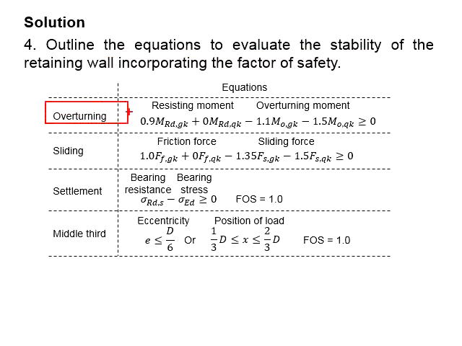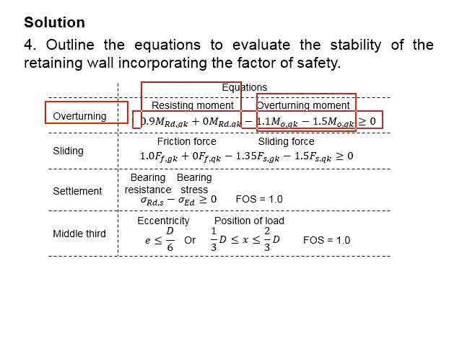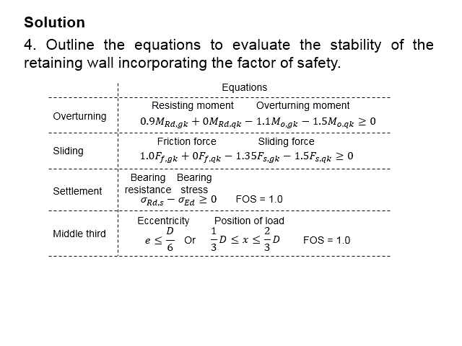For overturning, the resisting moment needs to be greater than the overturning moment, so that the equation will be greater than zero. The factors of safety for GK and QK for the favorable conditions are 0.9 and 0, while the factors of safety for unfavorable forces are 1.1 and 1.5 for GK and QK respectively.